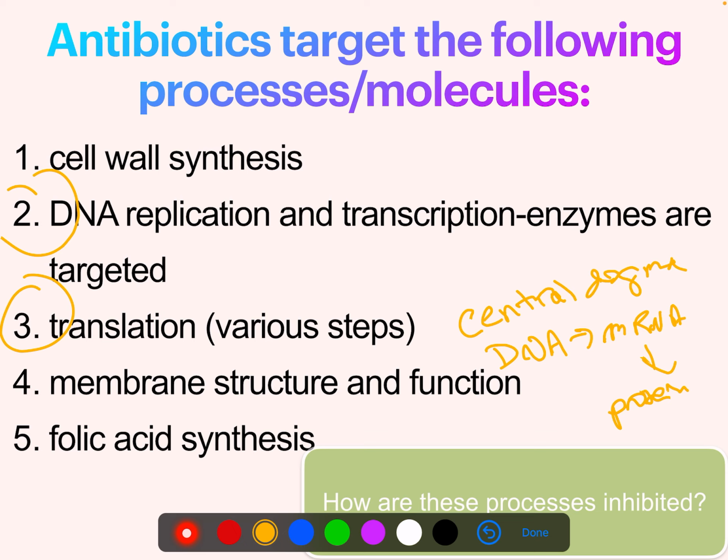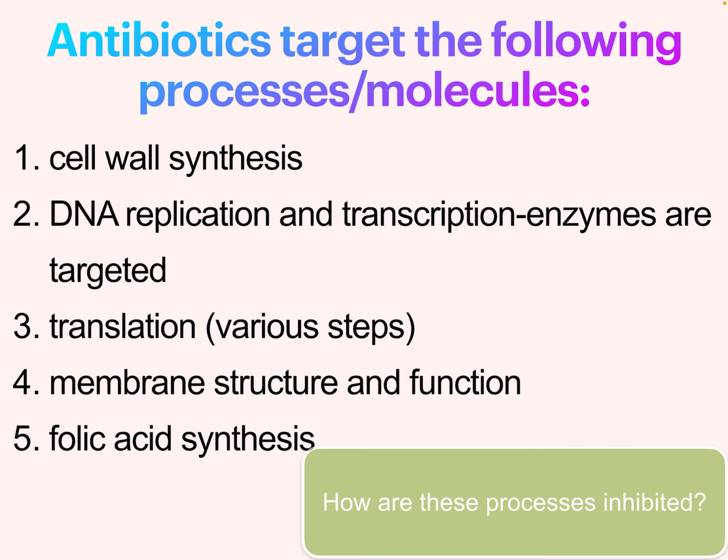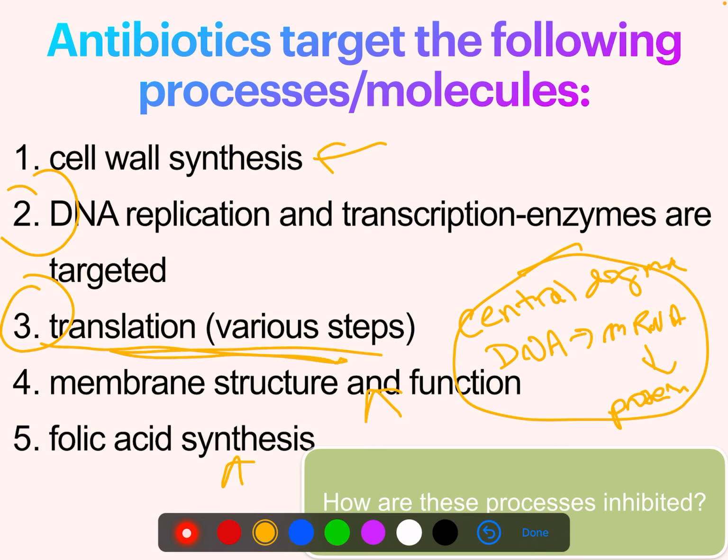And then we also have other crucial functions like cell wall synthesis, membrane structure and function, and folic acid synthesis. But what we're going to focus on right now is the central dogma, and in particular we're going to focus on translation and how certain antibiotics will inhibit that.